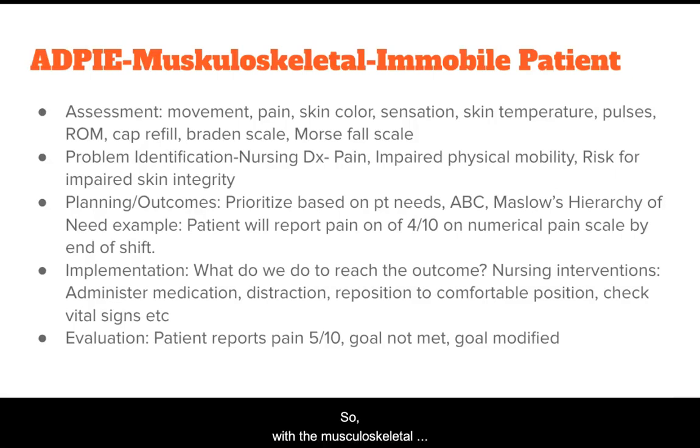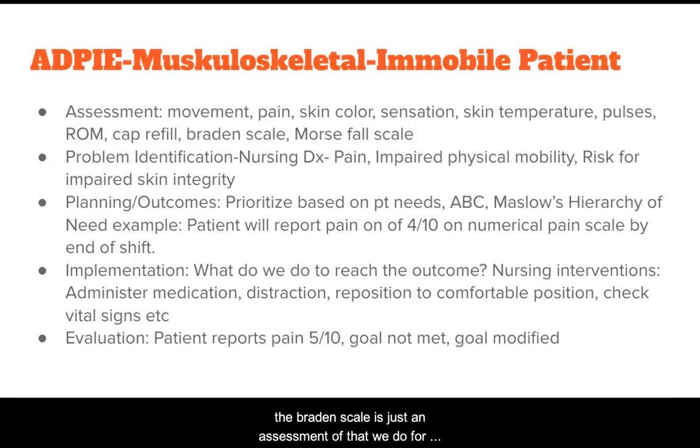With the musculoskeletal system, we could go through the nursing process. So for the musculoskeletal system of an immobile patient, what are some things you would assess? You would assess their movement, pain, skin color, sensation, skin temperature, pulses, range of motion, whether it's active or passive, cap refill, the Braden scale, and the Morse Fall scale. We'll talk a little more about those two assessments.